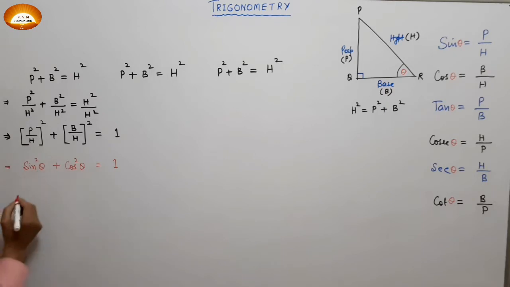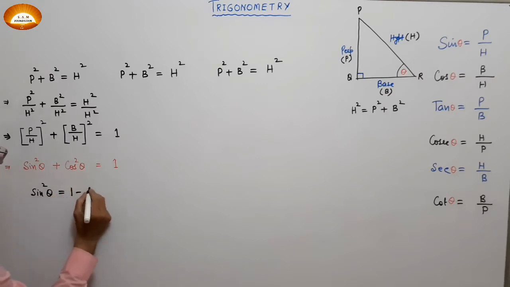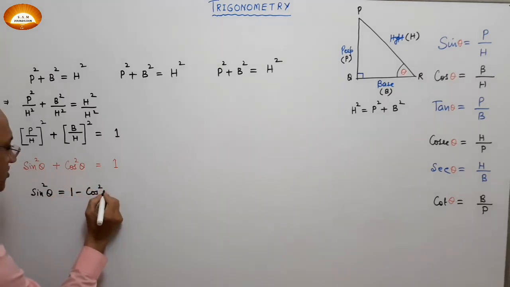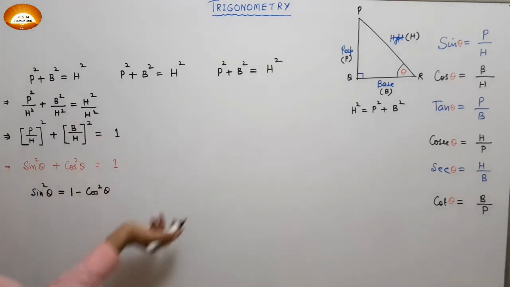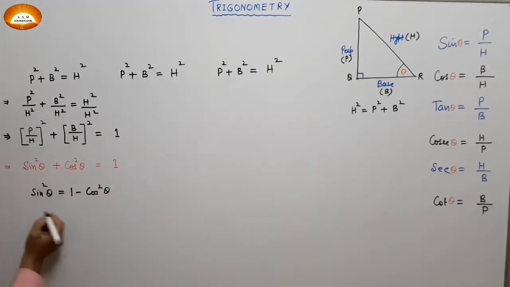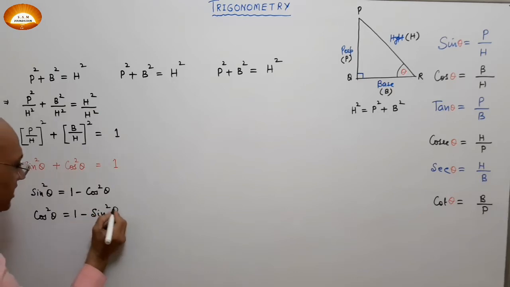If I transfer cos square theta to that side, we get sine square theta equals 1 minus cos square theta. In the same way, if I transfer sin square theta to that side, we get cos square theta equals 1 minus sin square theta.